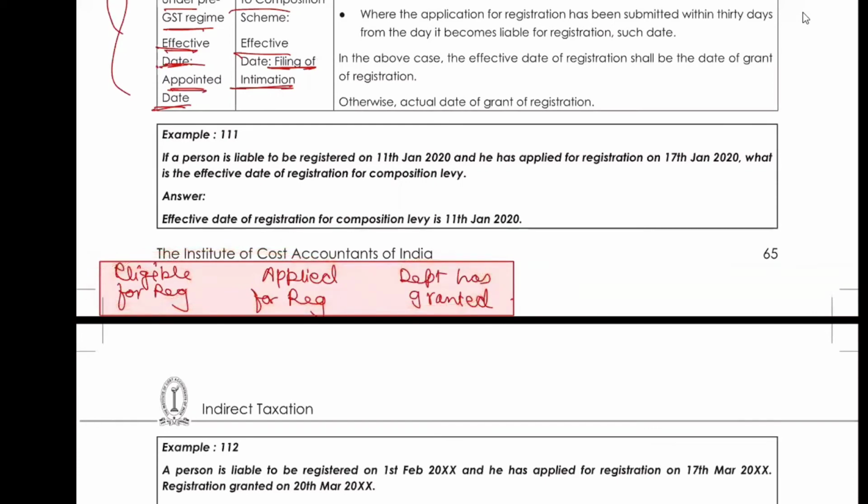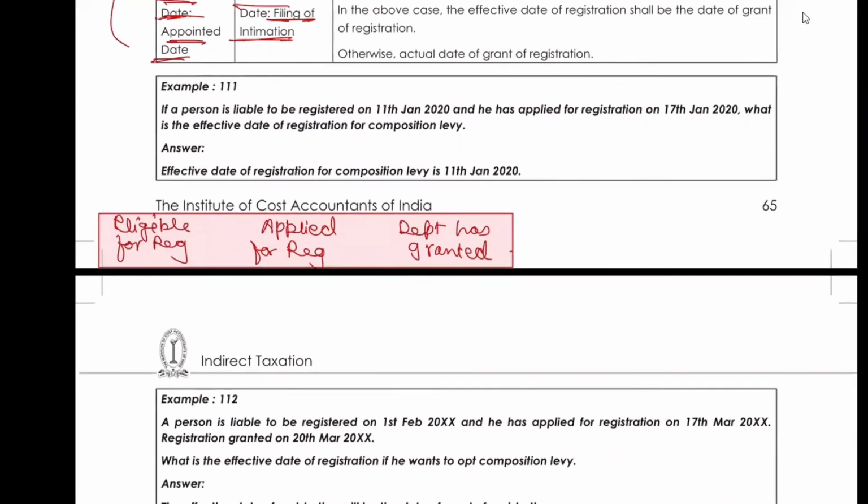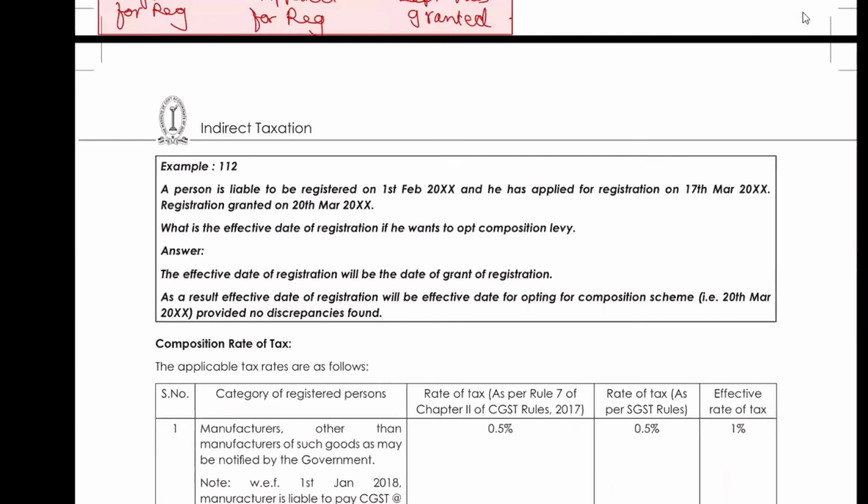A person is eligible for registration and applied for registration. We know eligible for registration will prevail. A person is liable to registration on 1st Feb, applied for registration on 17 March and registration granted on 20th March. So what will that be? It will be 20th March. So this is a rule which you can remember.